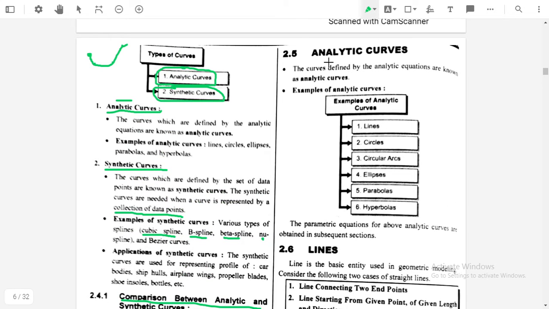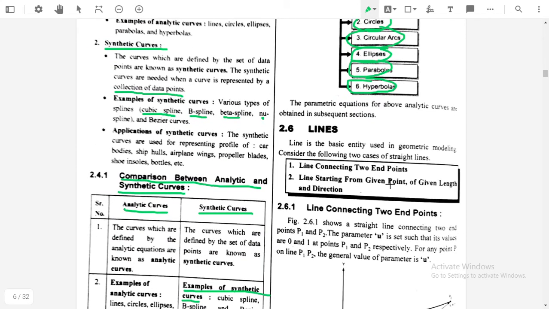Analytical curves. Here are examples of the analytical curve: line, circle, circular arc, ellipse, parabola, and hyperbola. These are the examples of the analytical curve. Now we will discuss how we can represent the line.